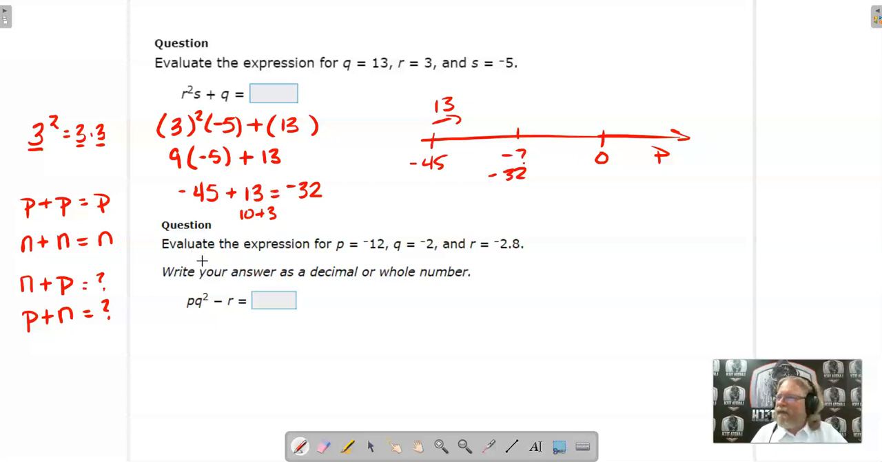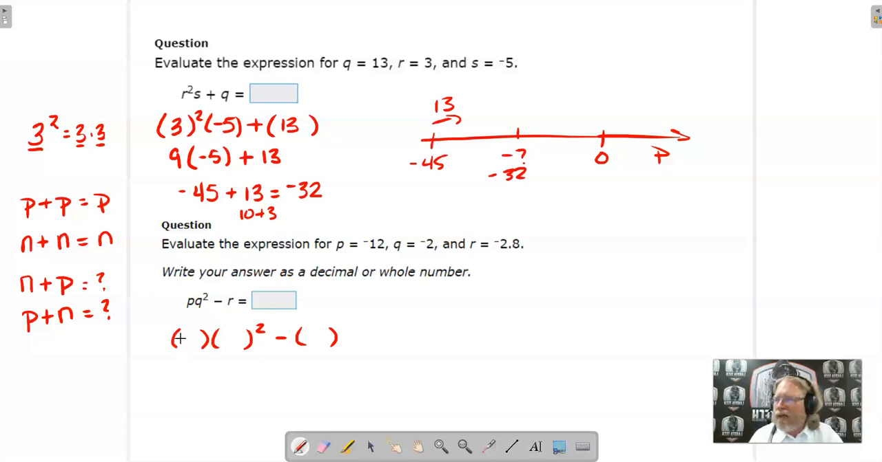We'll get there someday. So evaluate the expression for P is negative 12, Q is negative 2, and R is negative 2.8. Yay, more decimals, right? So let's go ahead and take our P times the Q, and it is squared, and then we're going to subtract whatever R is. So we've rewritten it using parentheses. Let's plug those numbers in.